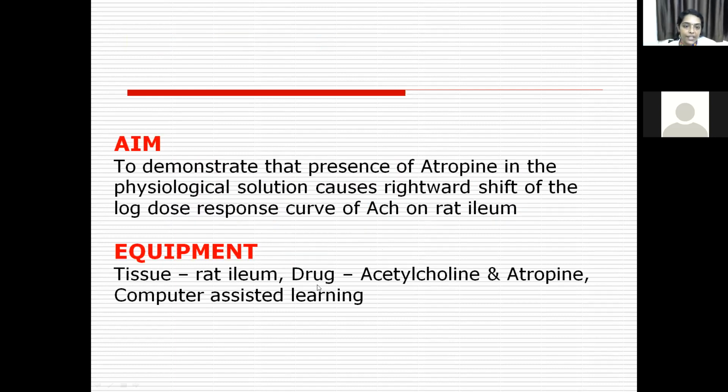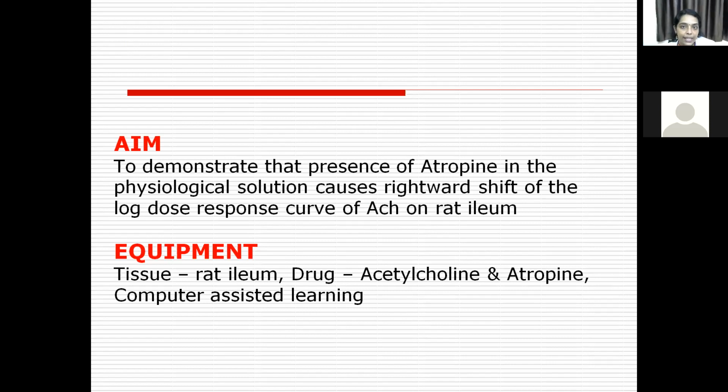So what is the aim of the experiment? The aim of the experiment is to demonstrate the presence of atropine in the physiological solution causes rightward shift of the log dose response curve of ACH on rat ileum. See, if you plot the log dose response curve of ACH on rat ileum, you will get a sigmoid shaped curve. Then again, when you're giving atropine before giving a dose of acetylcholine, what happens? There is an increase in the requirement of dose of acetylcholine. So there will be a parallel rightward shift of the log dose response curve of acetylcholine.